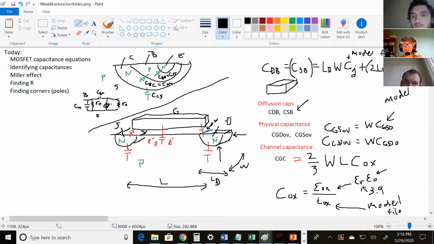And their names are your gate drain overlap, on the side where the gate overlaps the drain, and your gate source overlap, which is where the gate overlaps the source. So these are these two little red capacitances right there. That's the gate drain overlap capacitance, the gate source overlap capacitance. And these have a nice friendly equation to calculate capacitance.